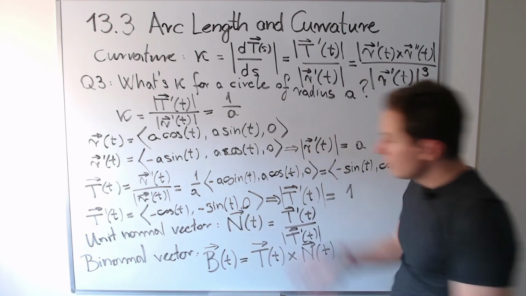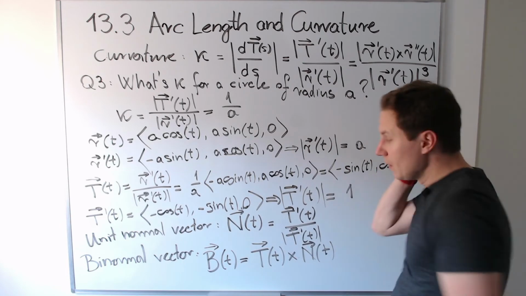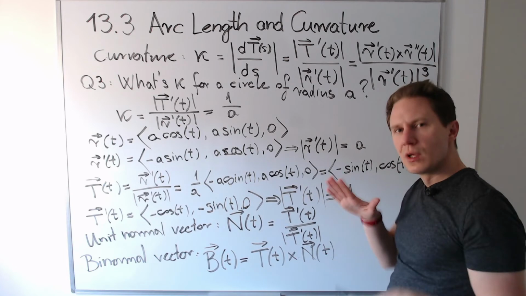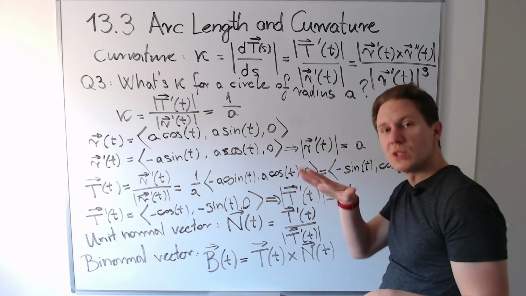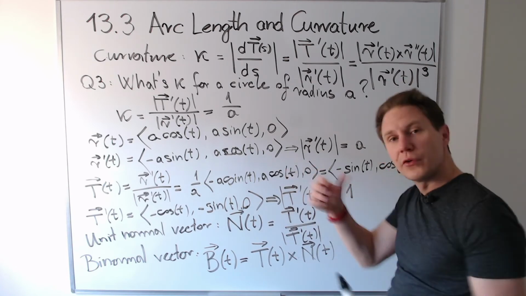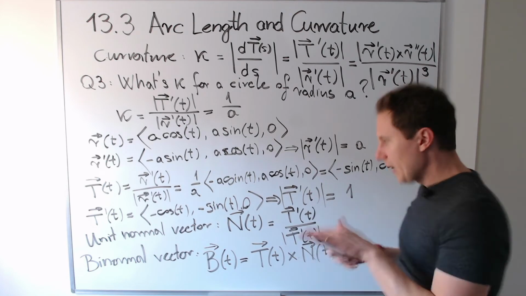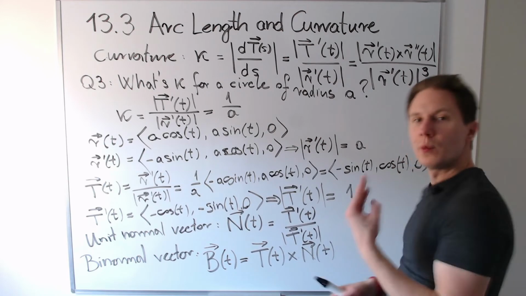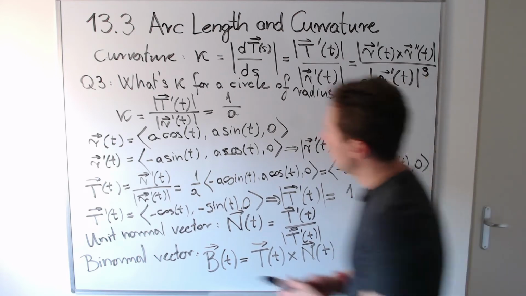Okay, and this binormal vector will be basically the normal vector for the plane which is closest to the curve around a certain point. So that plane is spanned by T and N, and B is a normal vector to that plane for the space curve.